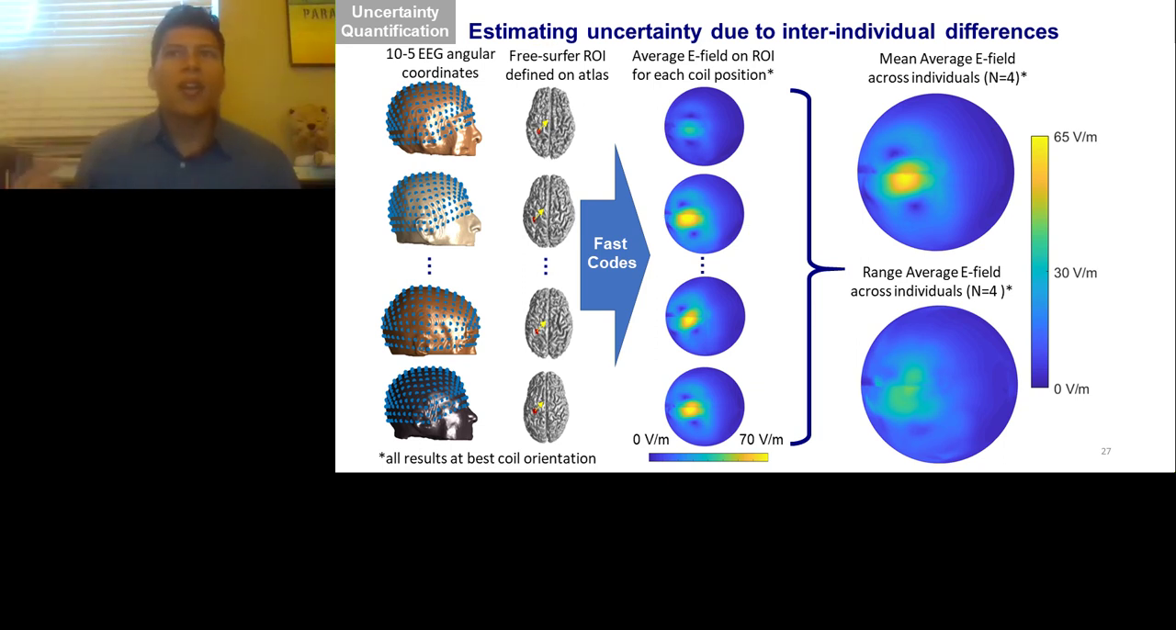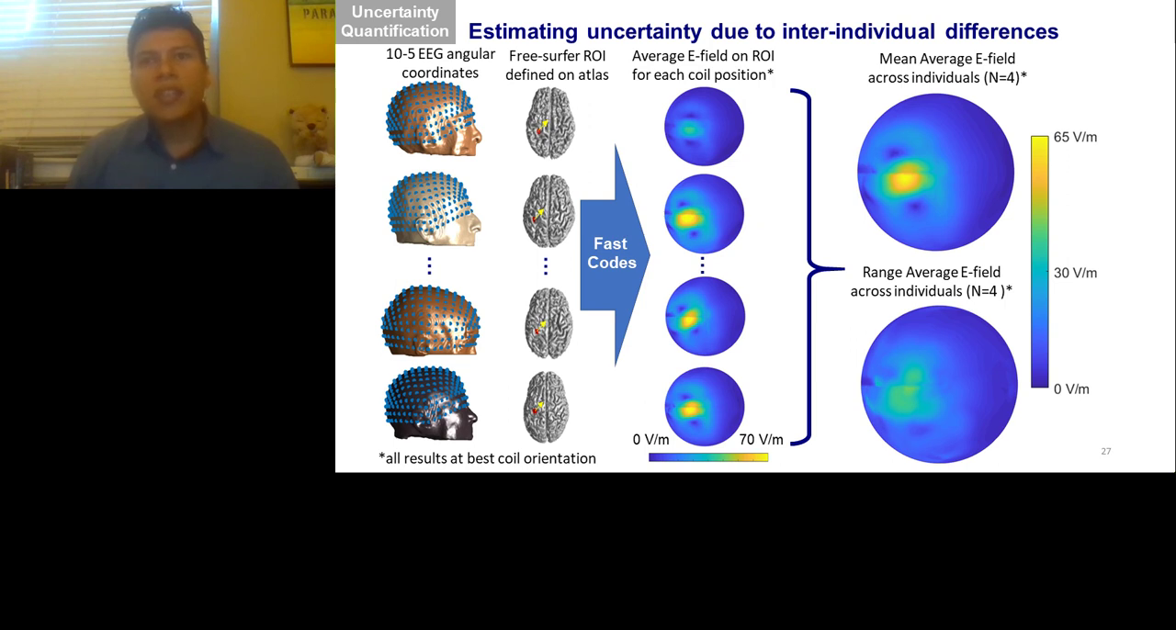The color of these individual hemispheres represents what electric field would be generated if the coil is positioned at that specific position on the scalp, on the targeted neural site. And so then you can combine these E-field maps and integrate them to generate population-level information on the E-fields induced if a normalized coordinate system is used for TMS.